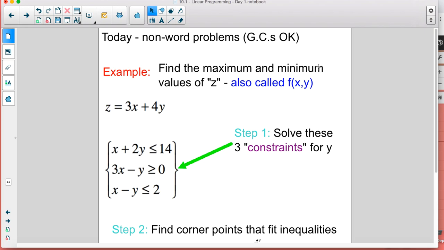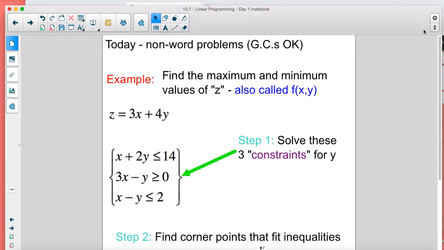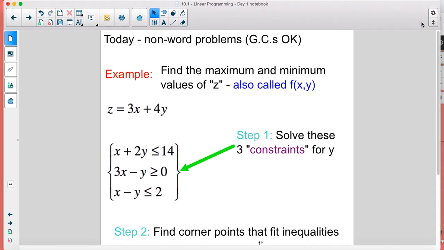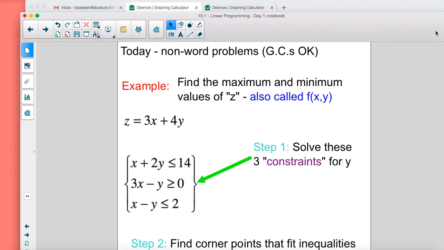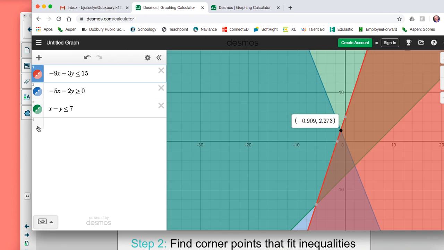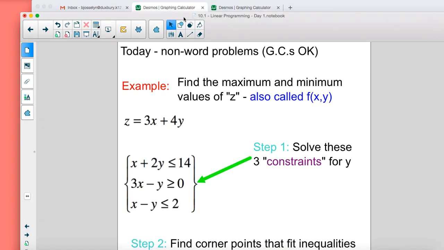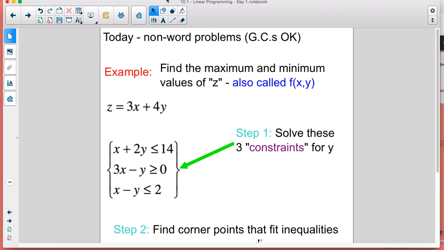Here's a typical question. We're going to introduce this new variable z, which is going to determine maximums and minimums. We can also call it f of x comma y, because we're plugging in x and y, versus just f of x, where you just plug in x. We're just going to plug in both, and that's why we call it f of x comma y. That's actually going to be the final step.